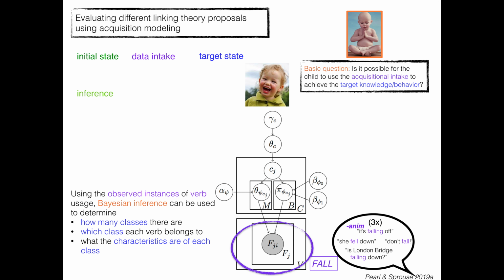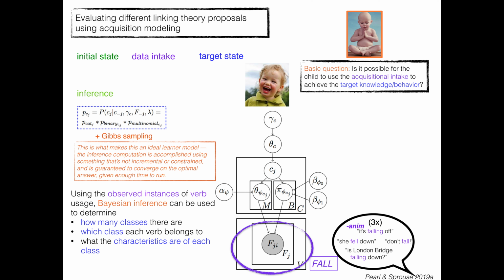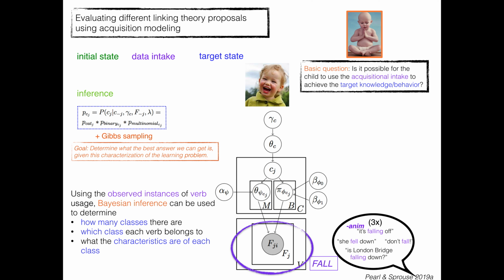And we're going to accomplish this in our modeled learners using something called Gibbs sampling. So Gibbs sampling is actually what makes this an ideal learner model, right? The inference computation that is trying to figure out the classes on the basis of this idea of incorporating information is accomplished using something that's neither incremental nor constrained, right? Instead, Gibbs sampling is guaranteed to converge on the optimal answer given enough time to run, and that's great because, again, we're interested in what's possible. This is an idealized version of how a learner would accomplish the computation encoded here, right? This is the part that does it. If you replace this with something incremental or approximate, then you end up with not an ideal learner, right? But now we have an ideal learner.